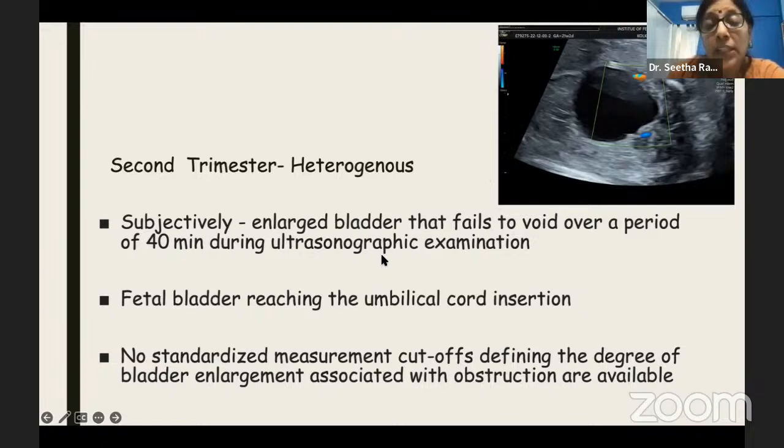And sometimes we also say that if the fetal bladder is reaching up to the level of the umbilical cord insertion, then this would classify as megacystis in the second trimester. And as I said earlier, there are no standardized measurement cutoffs which define the degree of bladder enlargement in the second or third trimester, and obviously they are not available as of now.